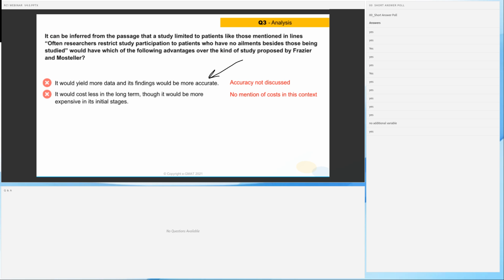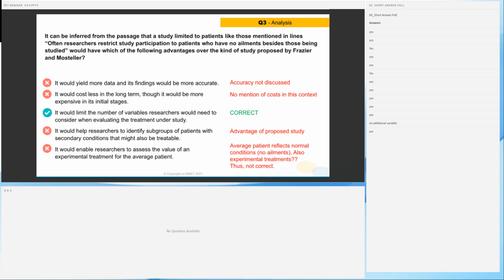It would yield more data and the findings would be more accurate. We're not talking about accuracy. It'll cost less. We're not talking about cost here. It would limit the number of variables. Yes, absolutely, because you're only worrying about patients in the ideal scenario. So you're not worrying about additional variables coming in, which would come in if we go by the proposal that FNM has put in. Subgroups.